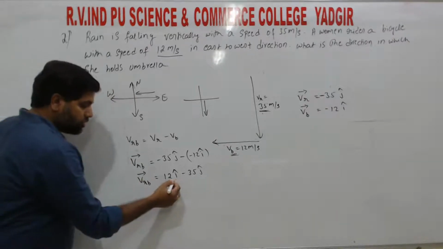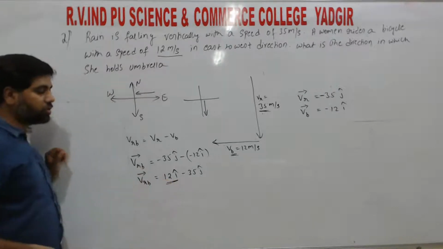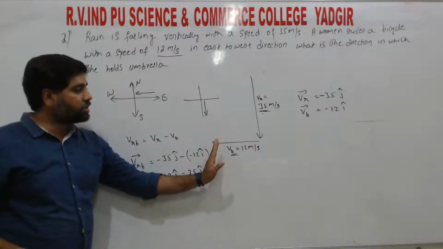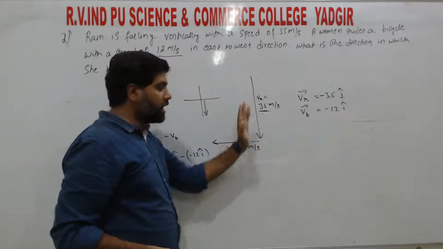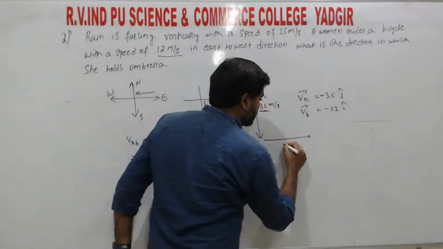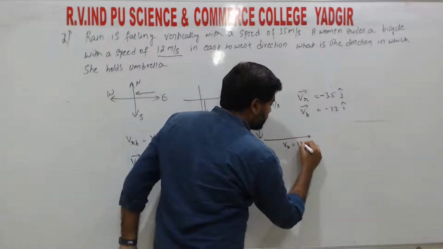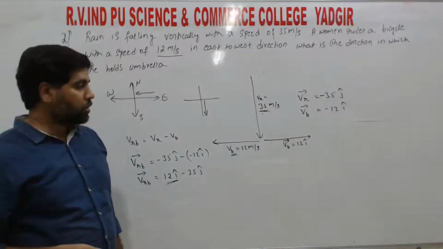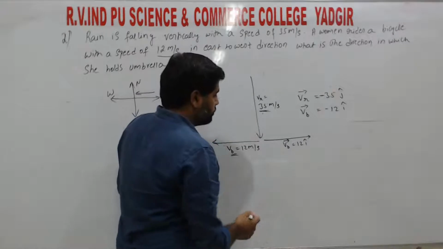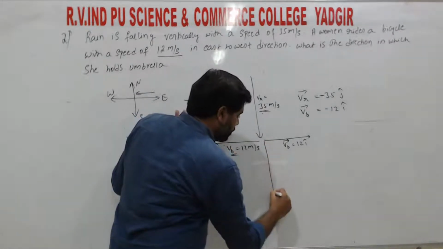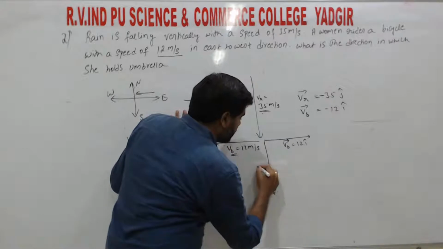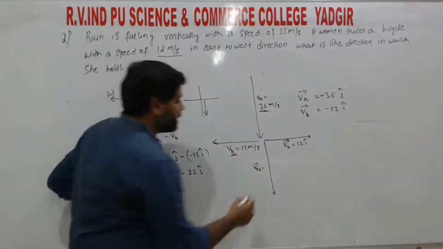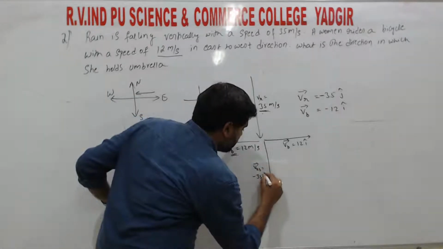Observe this: the magnitude of the velocity of the bicycle is positive. That means she is moving relative to the rain in this direction, right? So the velocity of the bicycle is equal to 12 i cap, right? Now I will draw parallel here, v_rb, that is equal to minus 35 j cap.